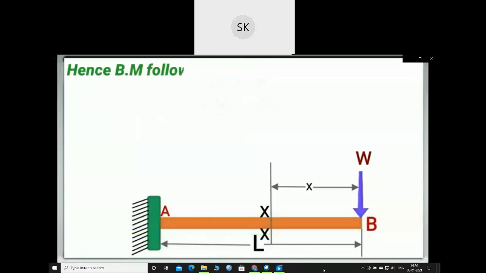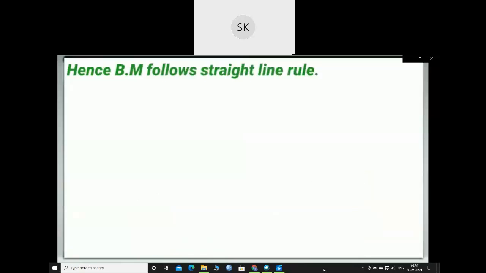Hence, bending moment follows the straight line rule, since the derived equation for bending moment relates with the equation of a straight line, which is y equal to mx, but in this case we got a negative slope of minus w. So the bending moment diagram will be drawn below the baseline. Now let's try to draw the bending moment diagram.